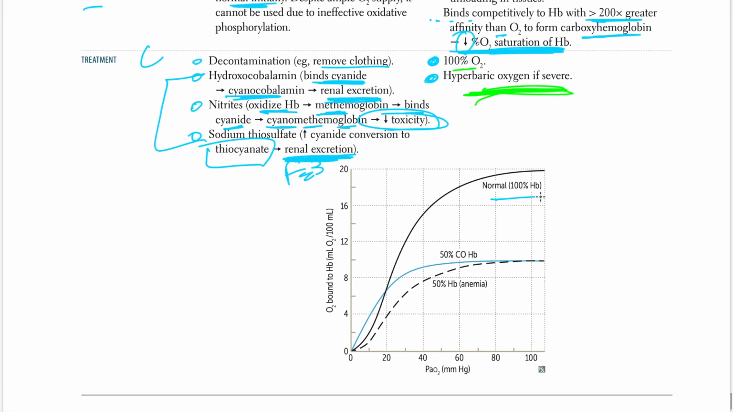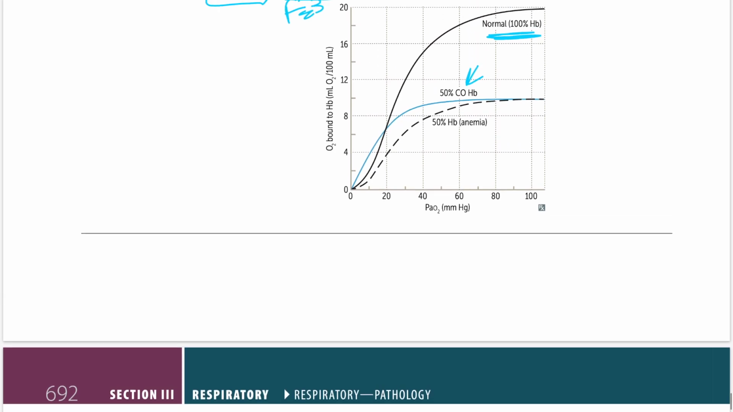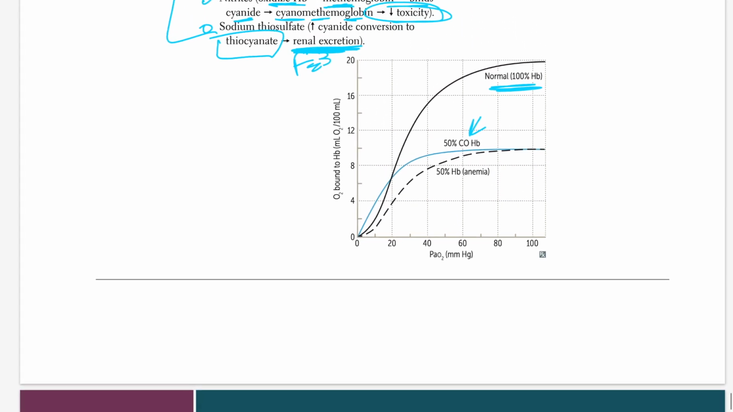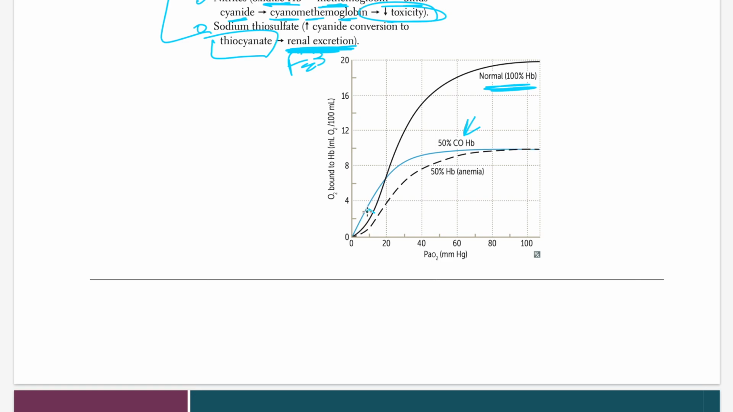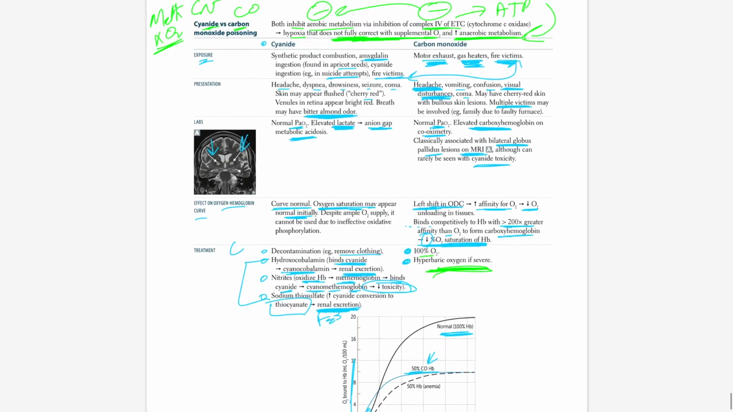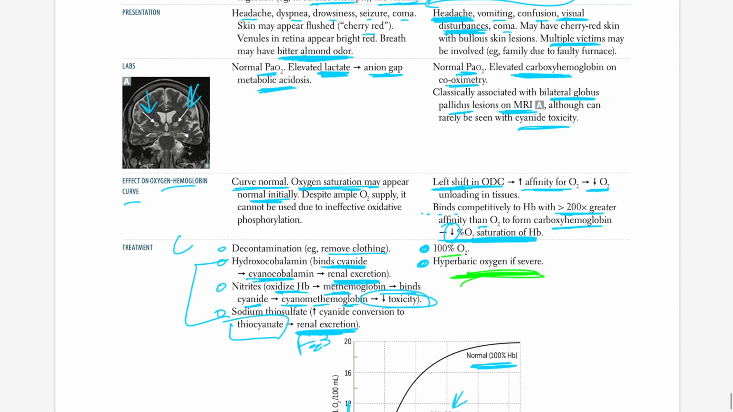So if you look, this is normal hemoglobin, but with CO poisoning, it is a left shift. And now, how is it a left shift? Well, here is the left shift. You can see how with the hemoglobin there's a decrease in the O2 bound to the hemoglobin, with that 50% only. So let's just quickly recall this because this is very high yield, and then move on with the next topic.